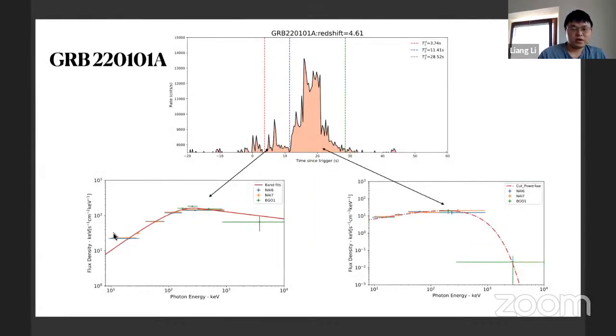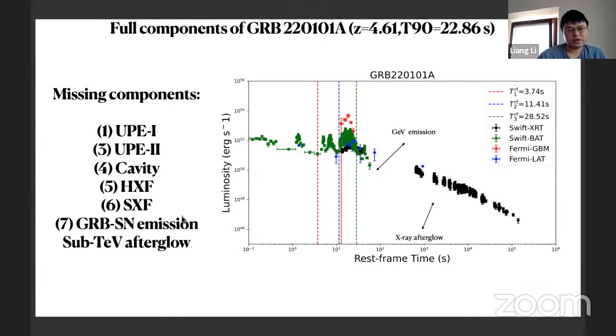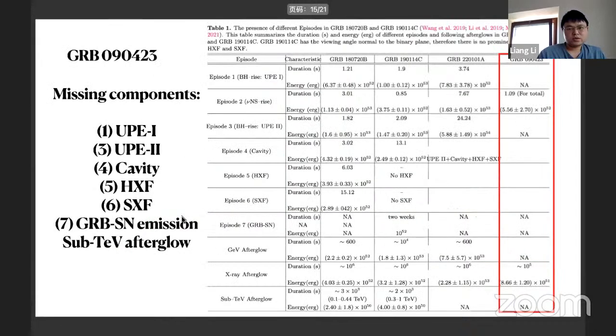This is the spectrum for these 2 bursts. We didn't find a thermal component, so that's why we miss the UPE phase. So we also compare to our result.